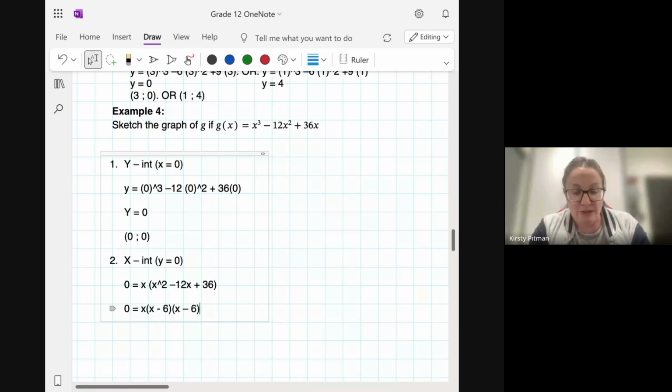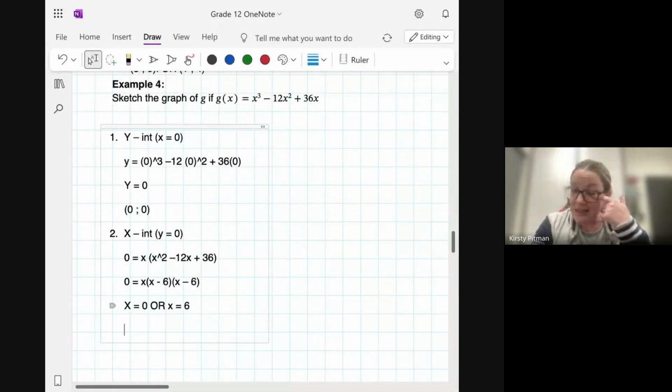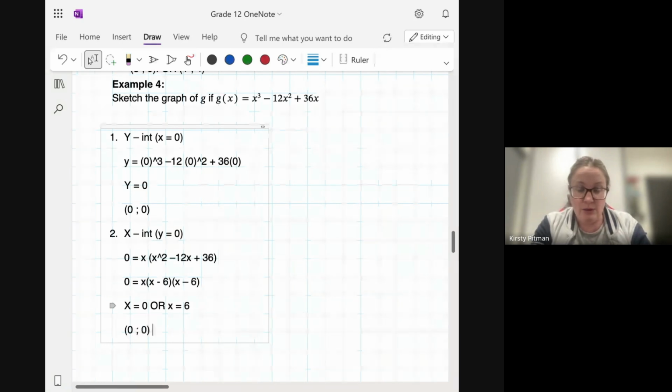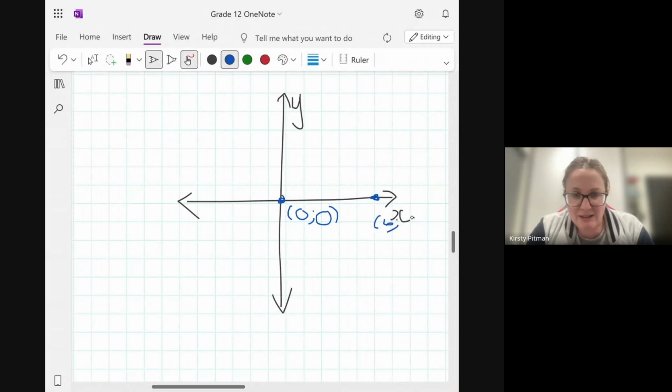So therefore, I've got x equals 0 or x equals 6. Is this the same case again where I've got 6 and 6, guys? It is. So my points are going to be (0; 0) or (6; 0). Let's go label (6; 0). So here we go, I'm going to put it right at the end. Open up my brackets, (6; 0). Okay, so far I've got 2, maybe 3 marks already.